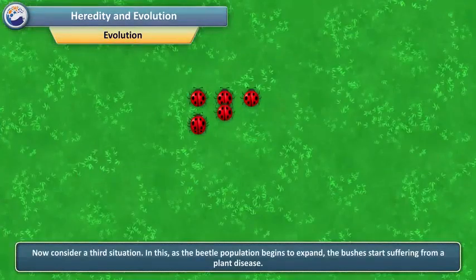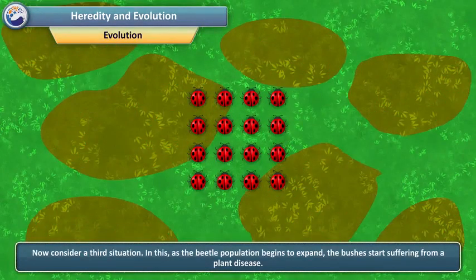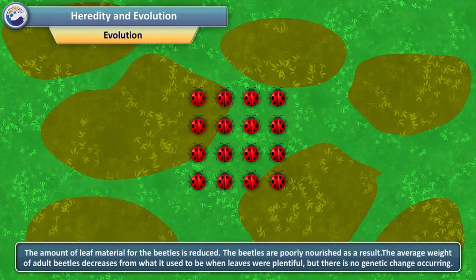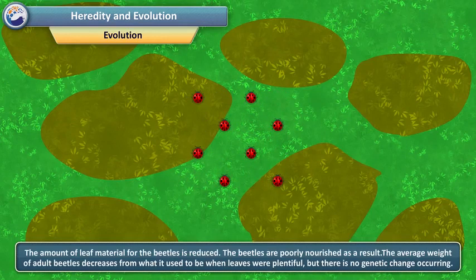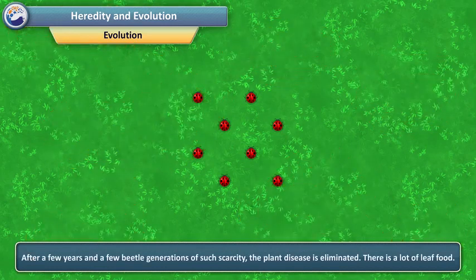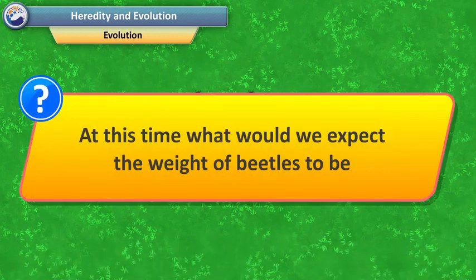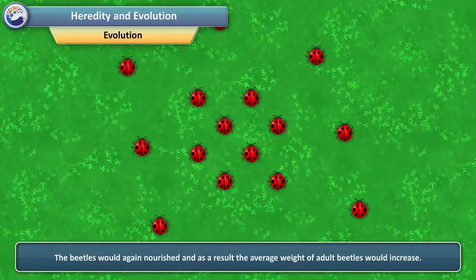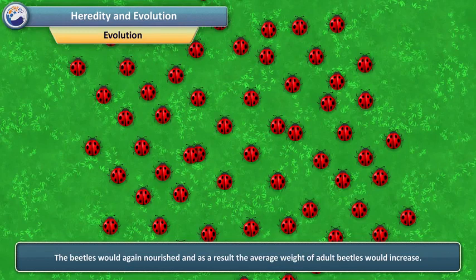Now consider a third situation. In this, as the beetle population begins to expand, the bushes start suffering from a plant disease. The amount of leaf material for the beetles is reduced. The beetles are poorly nourished as a result. The average weight of adult beetles decreases from what it used to be when leaves were plentiful, but there is no genetic change occurring. After a few years and a few beetle generations of such scarcity, the plant disease is eliminated. There is a lot of leaf food. At this time, what would we expect the weight of the beetles to be? The beetles would again be nourished, and as a result the average weight of adult beetles would increase.